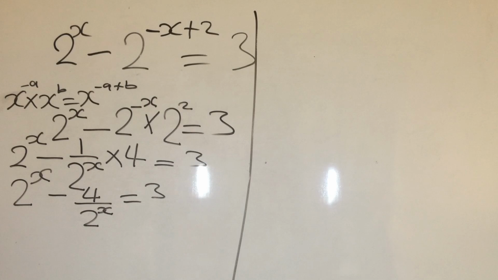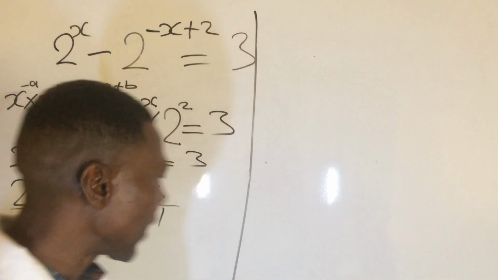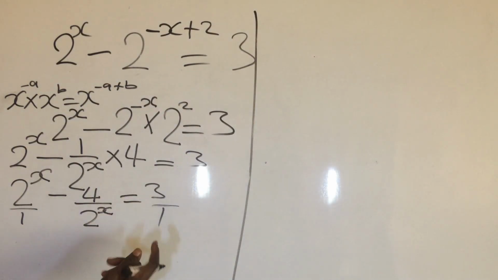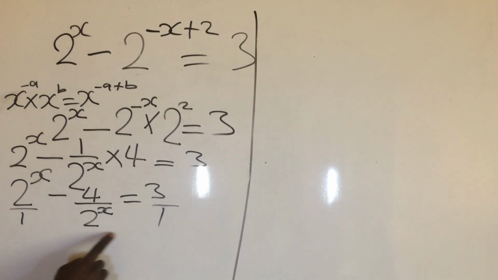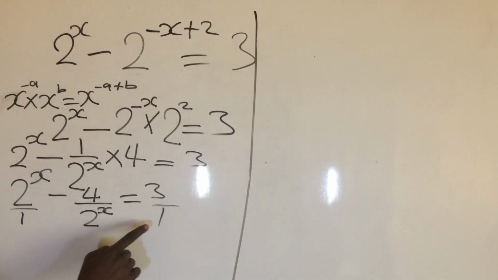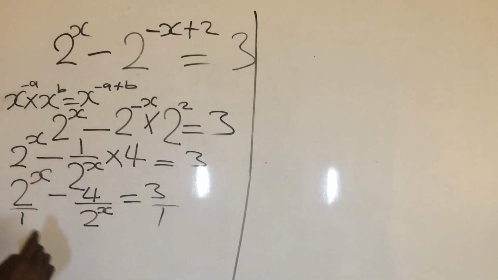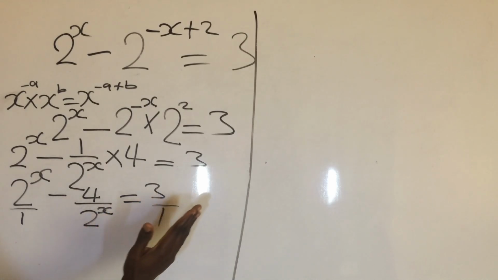We continue by making this one all over 1 and this one all over 1. Remember we never change anything. Anytime we want to make a whole number a fraction, we just say all over 1, because 3 divided by 1 still gives us 3, and 2 raised to power x divided by 1 still gives us 2 raised to power x. Now we find the LCM of 1, 2 raised to power x, and 1, and the LCM will still be 2 raised to power x.